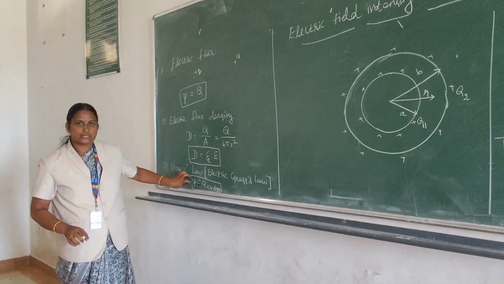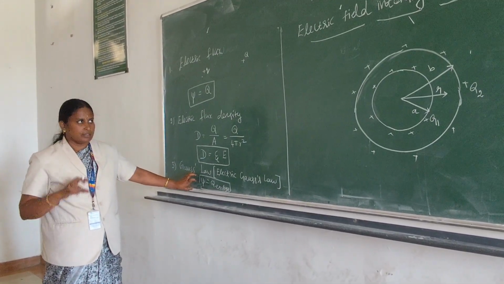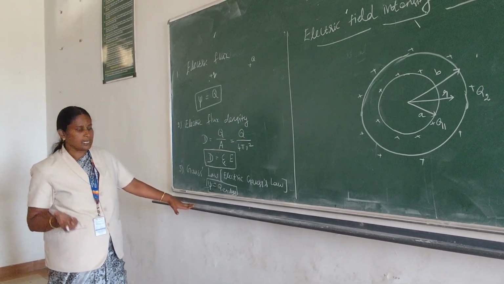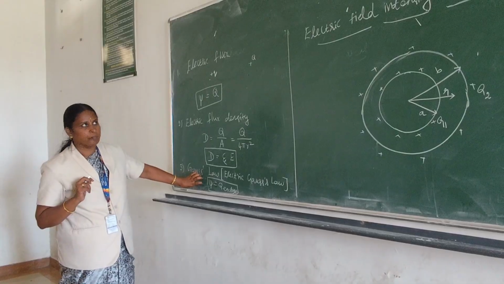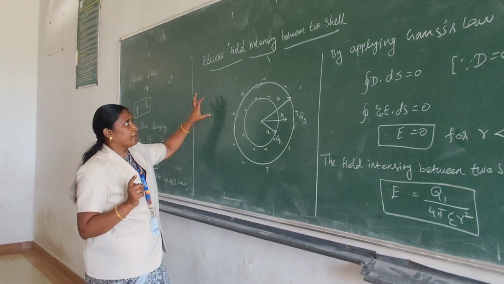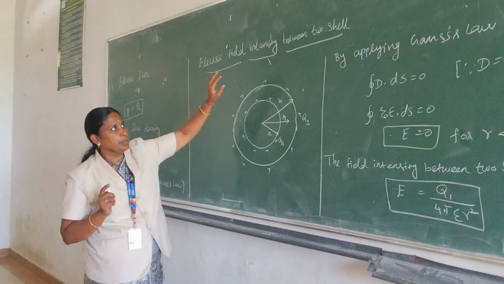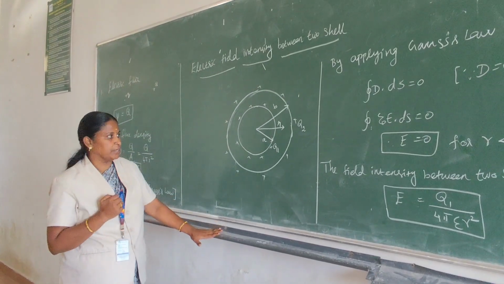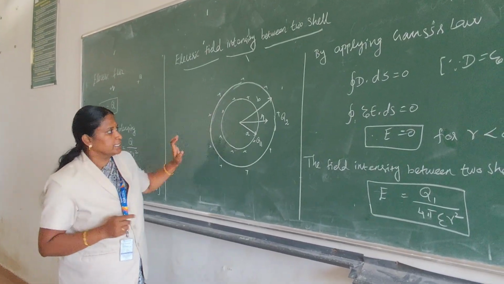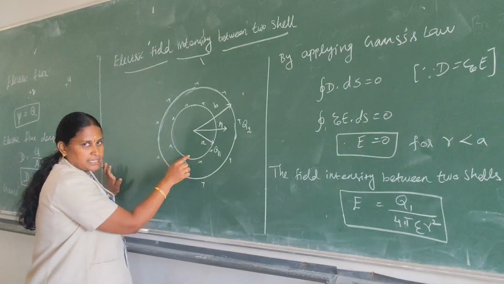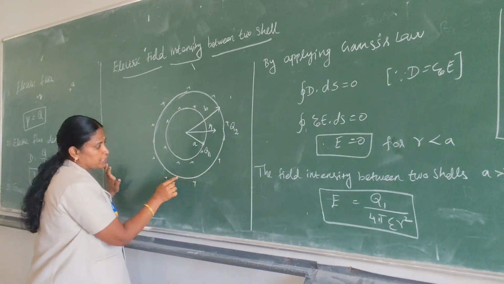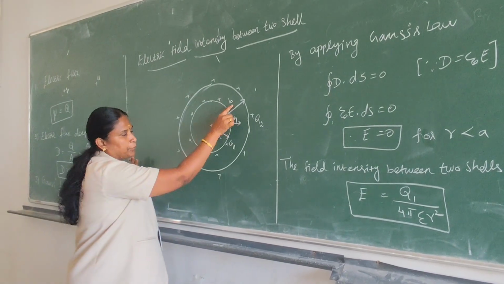So the main application of Gauss law is that we are able to find the electric field intensity and potential by using electric Gauss law, right? Let us discuss one application of Gauss law, that is finding the electric field intensity between two concentric shells. So here you consider this diagram. In this, the inner radius of this concentric spherical shell is A, and the outer radius of this concentric spherical shell is B, right?